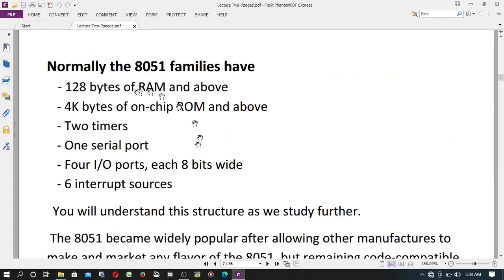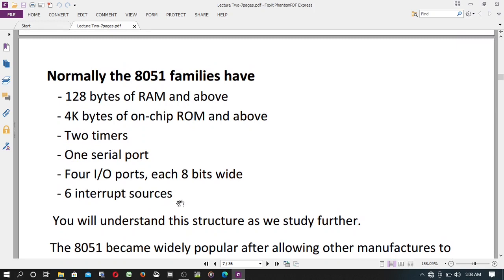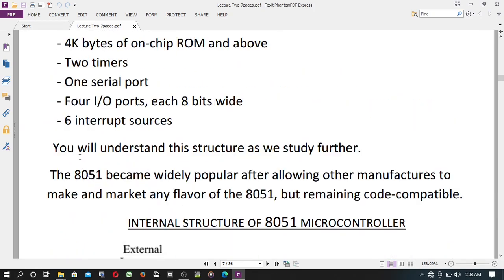Okay, so normally the 8051 families have 228 bytes of RAM, random access memory, and above 4 kilobytes of on-chip ROM and above. 2 timers, 1 serial port, 4 input and output ports, 8 bits each. These 4 input and output ports are 8 bits wide. Each of them is 8 bits wide. Don't forget, it has 6 interrupt sources. So you will get to understand what these interrupt sources mean in the upcoming lectures. Now you will understand these structures as we move further.